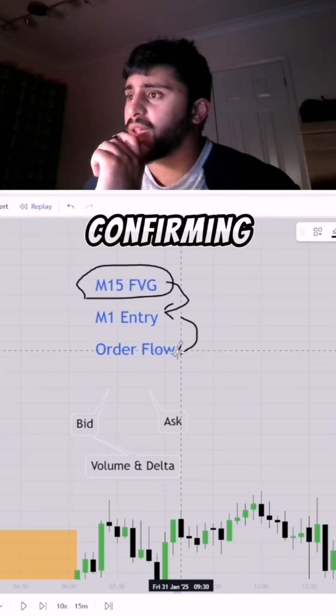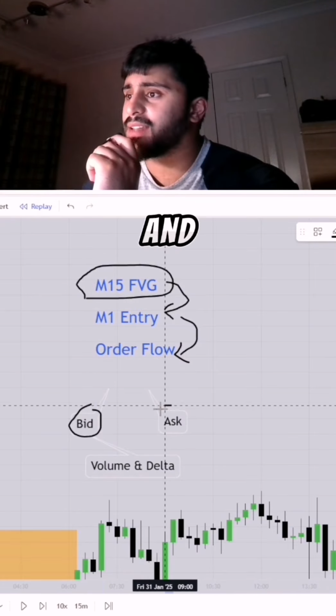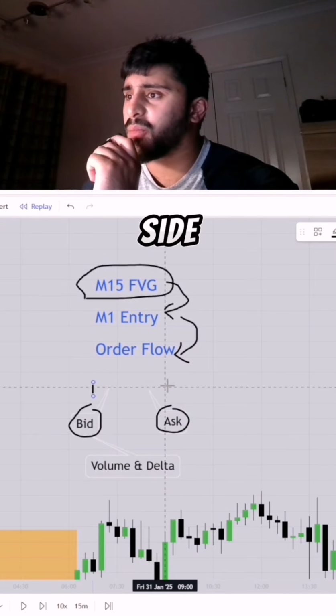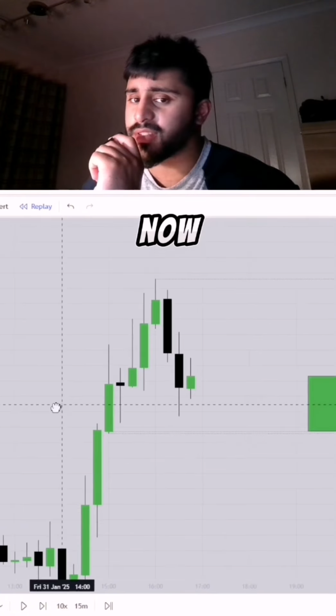And you are then confirming everything with the order flow. And the order flow is really simple. It is the bid and it is the ask. So we have sellers on this side and we have buyers on this side. And we're simply reading volume and delta. So let's go to the charts now and see how we can apply this.